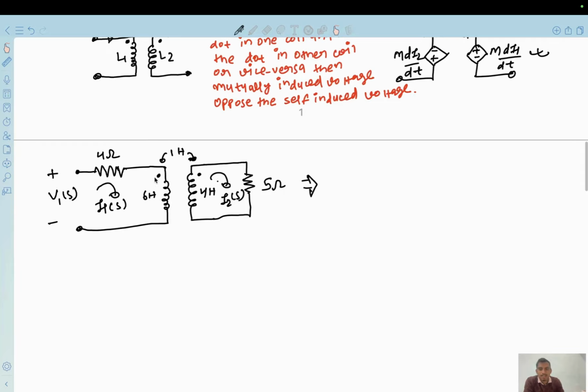Here in this circuit, current is entering the dot of one coil and current is leaving the dot in the other coil. So in this case, mutually induced voltage will oppose the self-induced voltage. So how can we represent it?